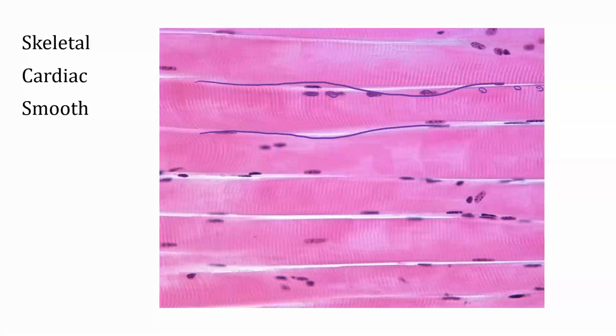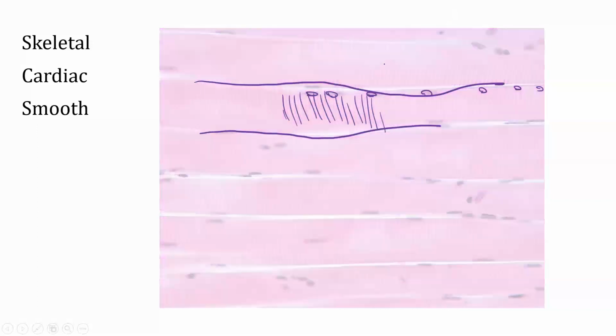Most cells are a couple hundred micrometers long, which is microscopic. You'll see these pinstripes, the striations moving up and down, and that's some of the unique features of skeletal muscle.